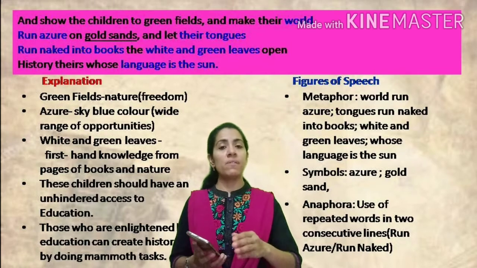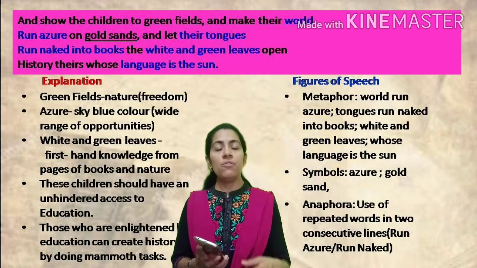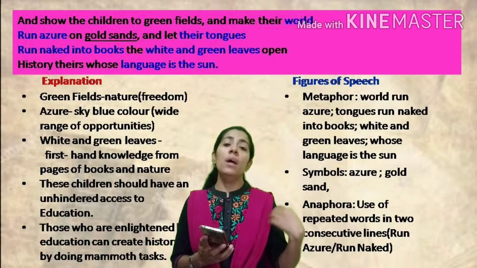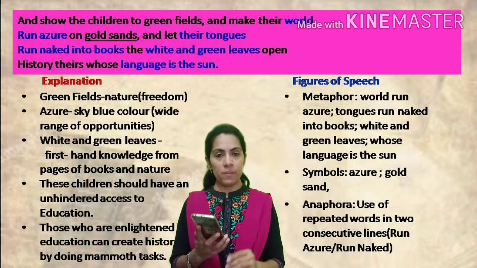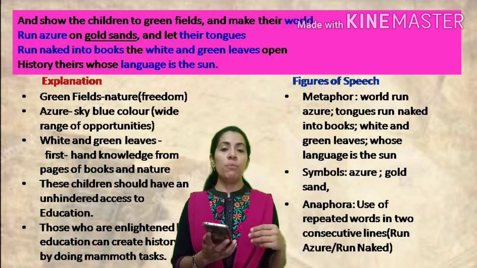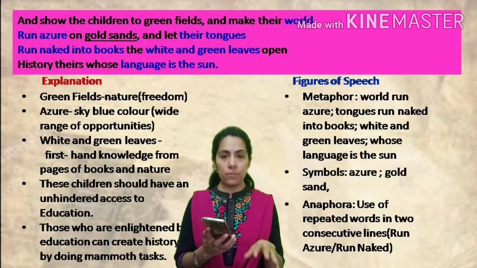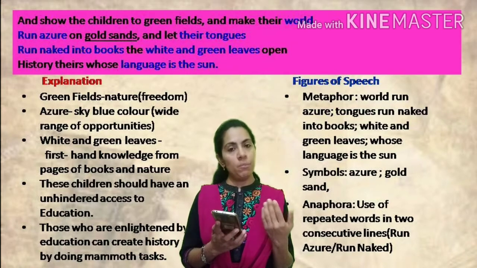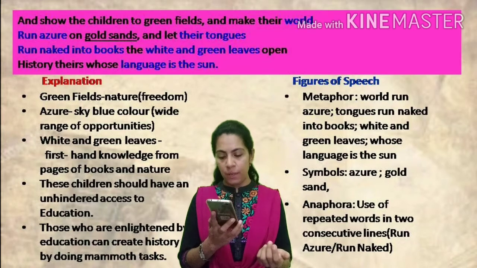So he appeals to the authorities that these children should be given a better ambience and environment. They should be allowed to go in the green fields. That means their surroundings should be free from the squalor or the filth which they are experiencing right now. So green fields are symbolic of nature or freedom.